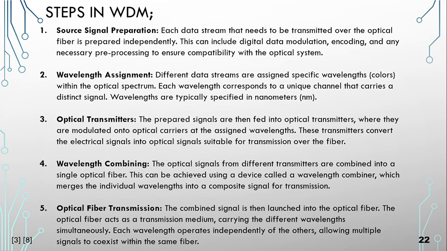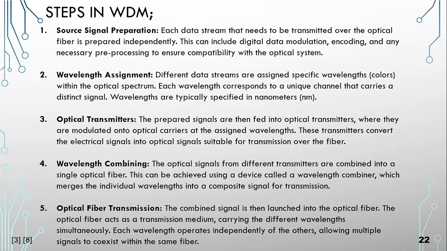Optical transmitters. The prepared signals are then fed into the optical transmitters, where they are modulated onto optical carriers at the assigned wavelength. These transmitters convert the electric signal into optical signal suitable for transmission over the fiber. Next step is the wavelength combining. The optical signals from the different transmitters are combined into a single optical fiber, and this can be achieved using a device called a wavelength combiner, which merges the individual wavelengths into a composite signal for transmission.